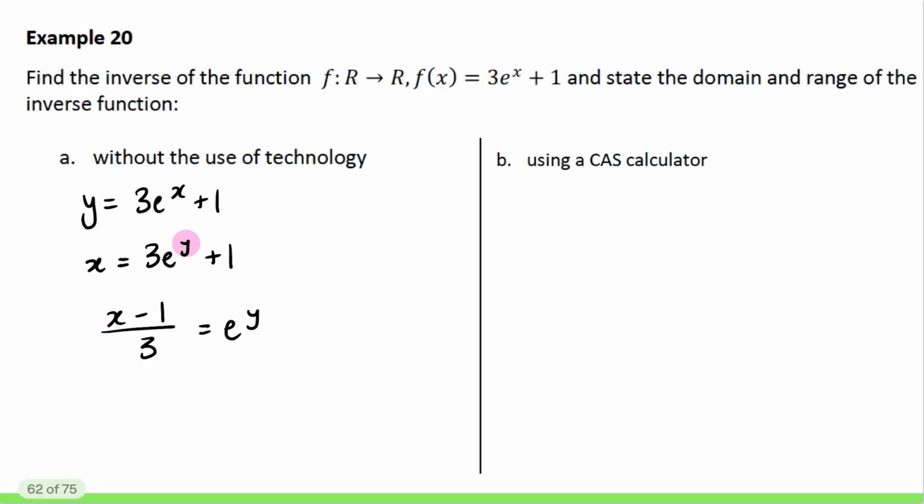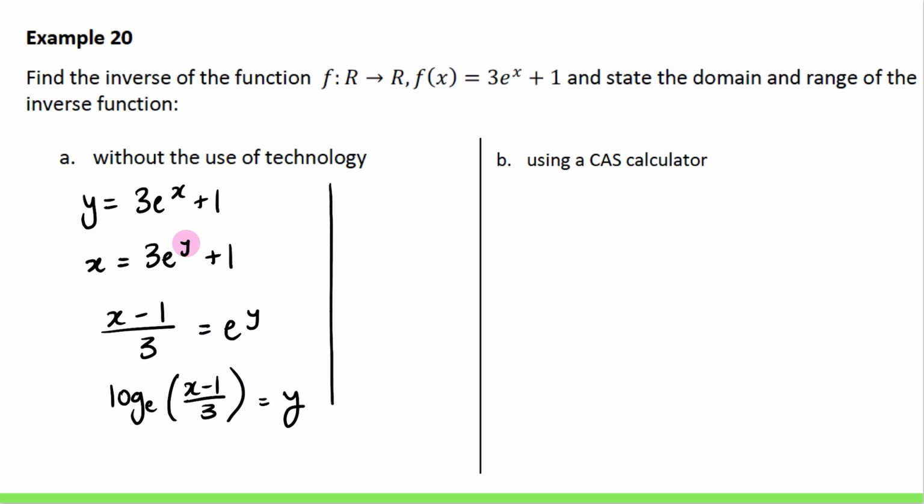Now to take the e over, we'll take the log of both sides, and that will give me log e of (x minus 1) on 3. Now, it also asks us to state the domain and range. Either you can do that by looking at the actual inverse function, or you can find the domain and range of the original and just swap it over. So whatever you find easier.